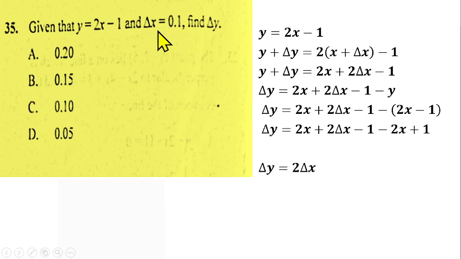You are given that the value of our change in x is 0.1. So we have change in y equals 2 times 0.1, and that gives us 0.2 as our change in y, which is option A for question number 35.